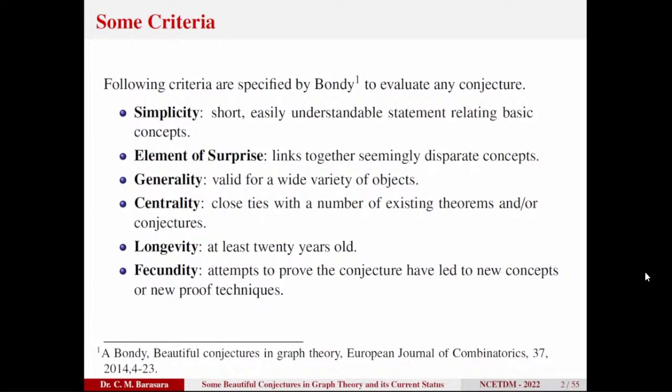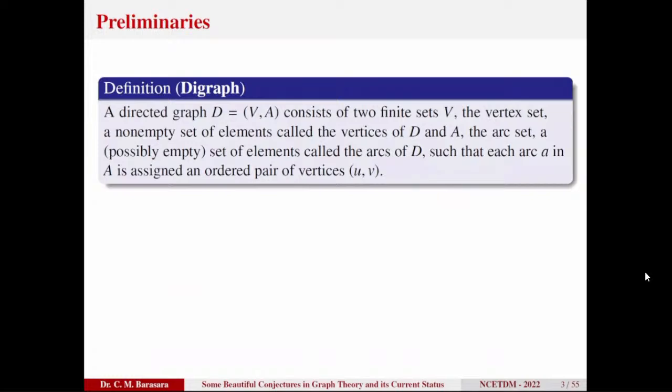Before moving to any of the conjectures, let me give some basic definitions which I'm going to require to explain some of the concepts. The first is the digraph. We all understand it has two sets. The first set is known as a vertex set, which is non-empty, and the other is an arc set, possibly empty. It doesn't matter. And every element of the arc set is assigned an ordered pair of vertices.